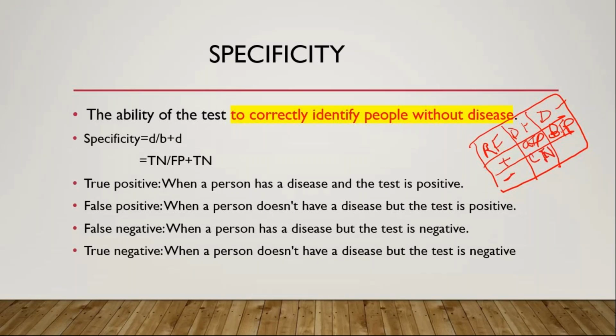And if the risk factor is absent, disease absent, then write D, that is true negative. And how specificity is calculated, that is downwards upon upwards. So it is D upon B plus D, that is true negative upon false positive plus true negative.